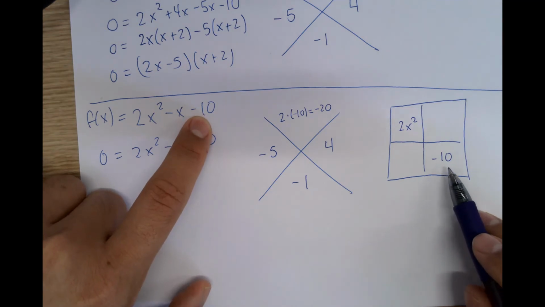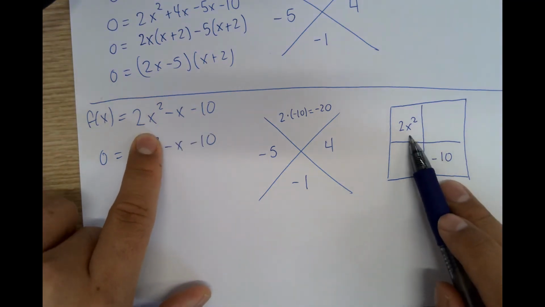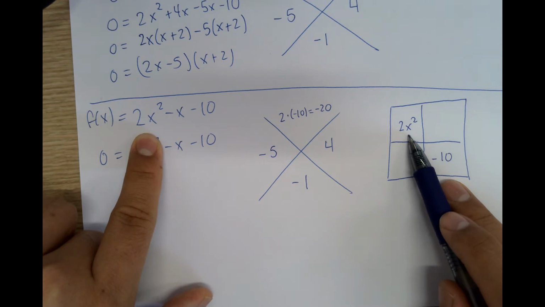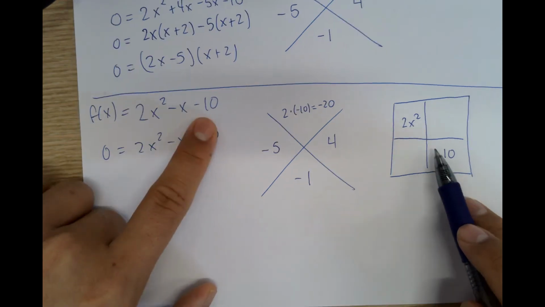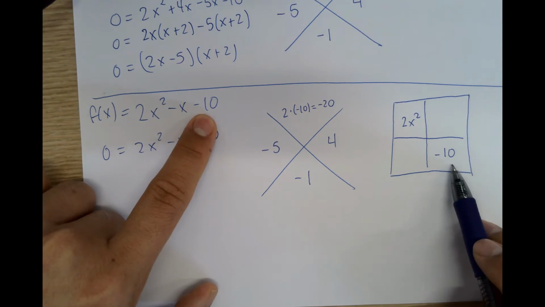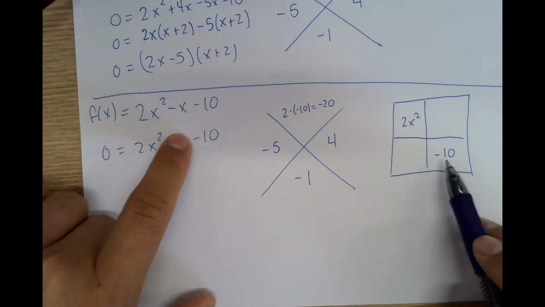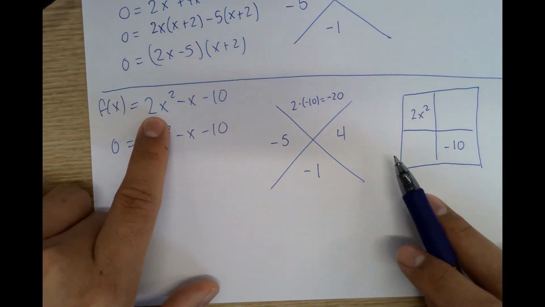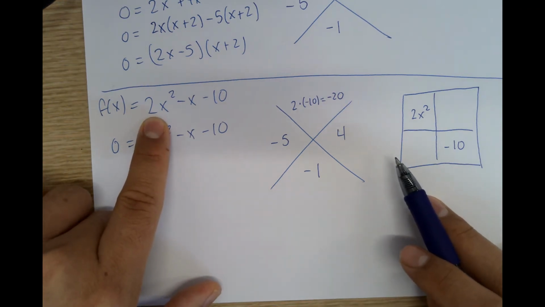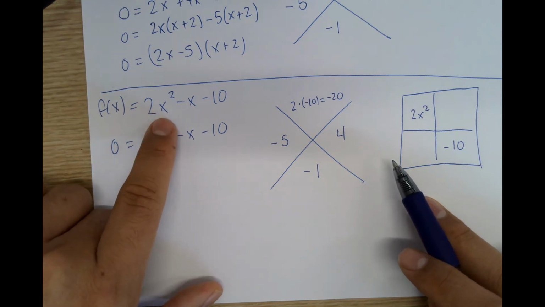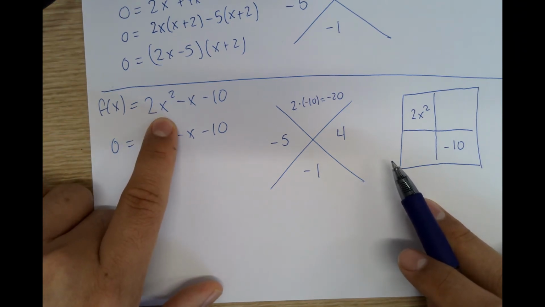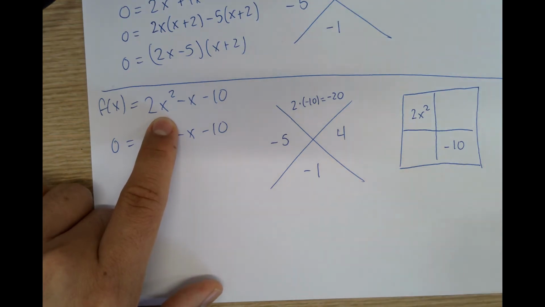So again, the top left corner we fill out with our first term, which is 2x squared, and on the bottom right we fill out with negative 10. You know to use this method when we're given a coefficient that's greater than 1. You can also use this when the coefficient is less than 1. As an example, if you're given 1/2, 1/4, 1/8, etc., you could use this method.